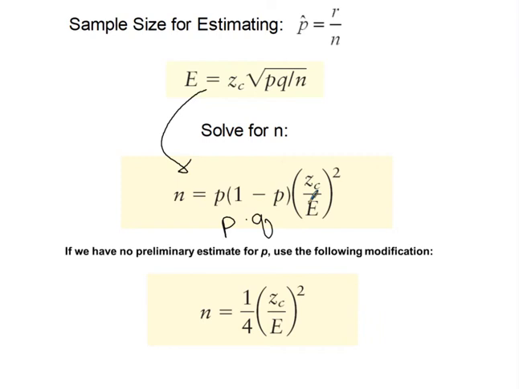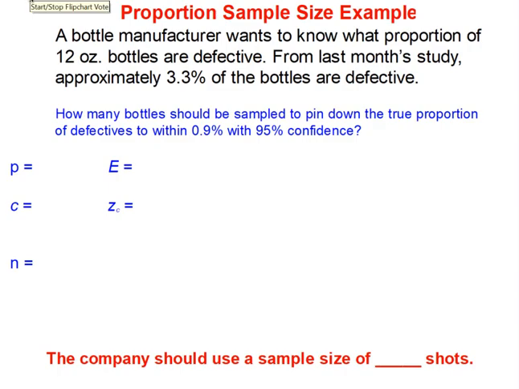When there's no preliminary p given, so you've got no p hat to go off of, you're going to use the following formula. So really the 1/4 comes from the fact that they're going to assume that p has a 50-50 shot, so 1/2 times 1/2. Again, that's only when you don't have a preliminary probability given to you.